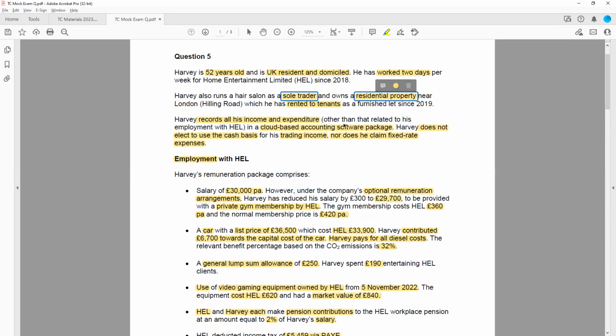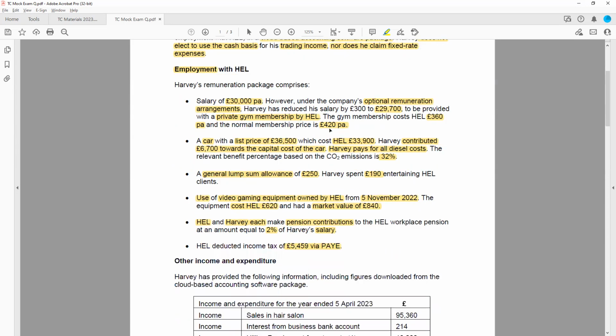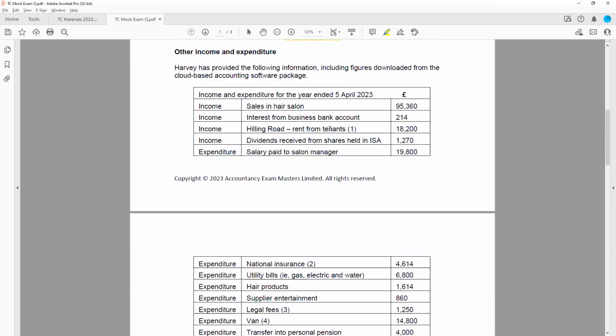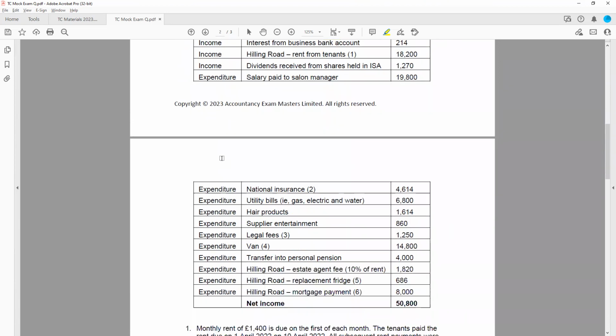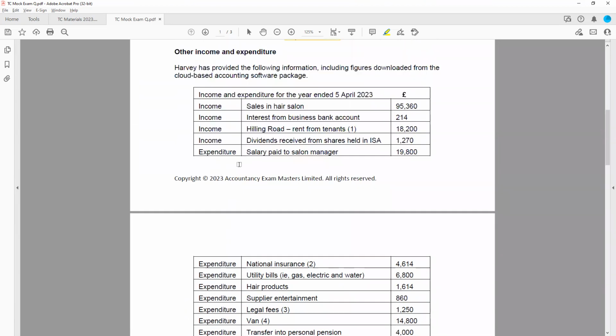He's got residential property. So we'd expect to see the amount from his business, from the hair salon, and also rent from the residential property in here as well. And we've got the breakdown from that here. So income and expenditure for the year, and it's nicely laid out here, income and expenditure.